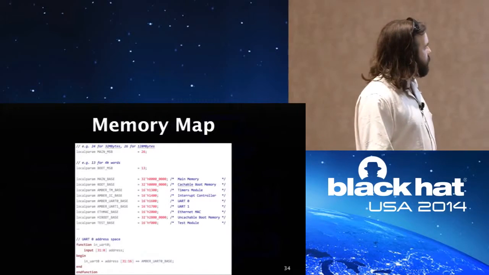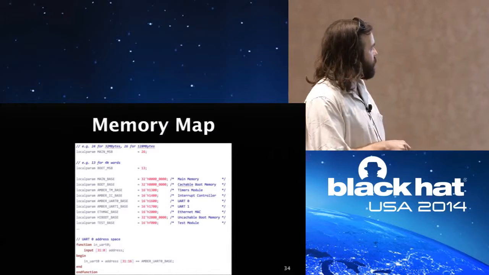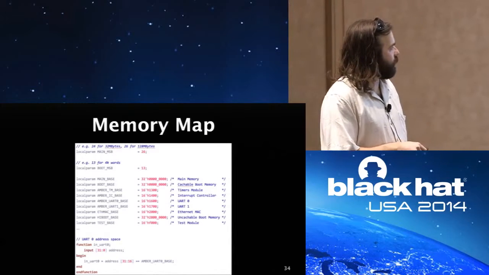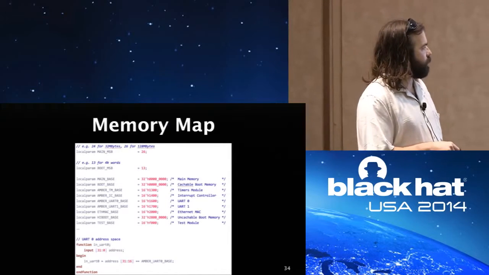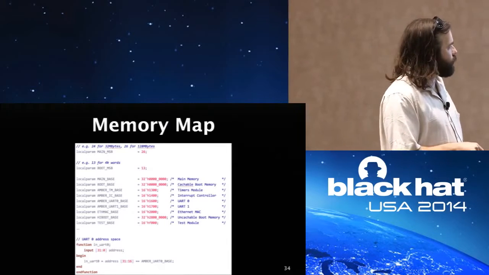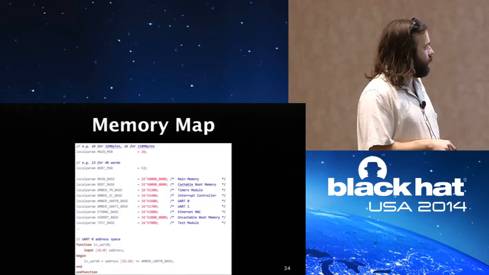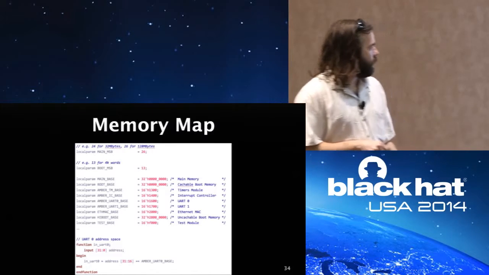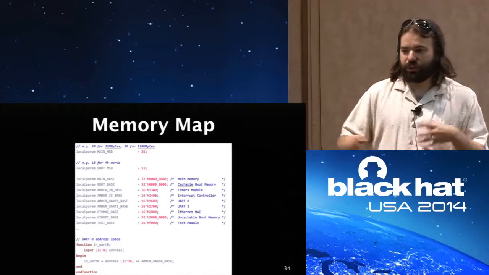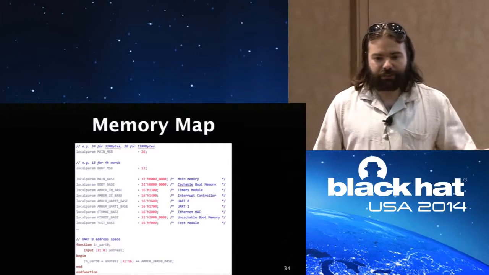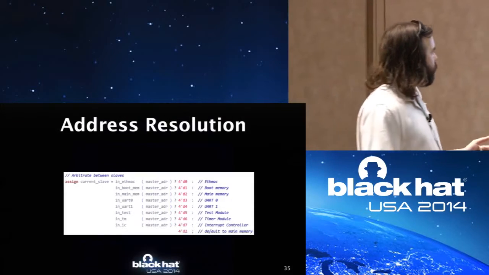So what I looked at here was the memory map, which was interesting. This is basically a bunch of things that live in the memory. We've got our main memory. We've got a special cacheable boot memory. We have modules that are memory mapped devices: timers, interrupt, 2 UARTs, Ethernet. So these extra pieces of hardware are mapped into the memory interface. So let's take a look.